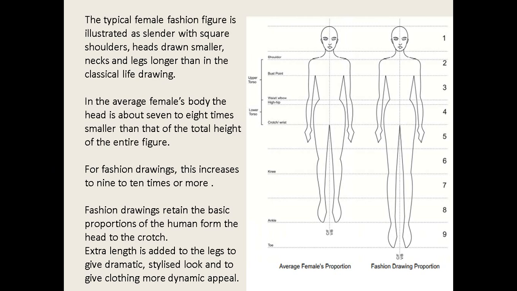This figure is illustrated as slender with square shoulders, heads drawn smaller, necks and legs longer than in the classical life drawing. So in the average female body, the head is about 7 to 8 times smaller than the total height of the entire figure. For fashion drawings, this increases to 9 to 10 times or more.